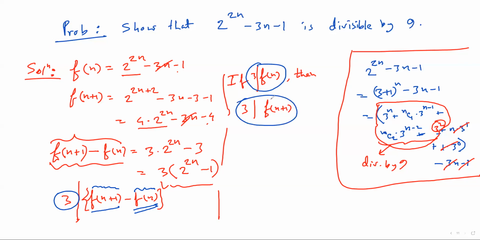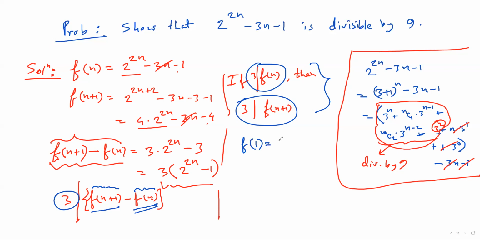Now you should be able to see that we have a concept of induction here. If you manage to prove that f(1) is divisible by 3, then this idea will make sure that f(2) is going to be divisible by 3, and iteratively it would mean that the next f is also divisible by 3. So what is f(1)?